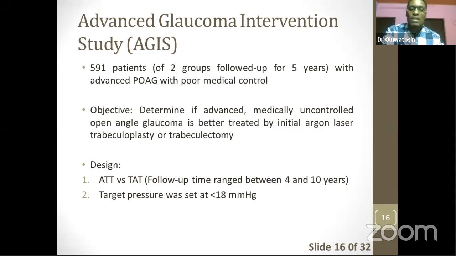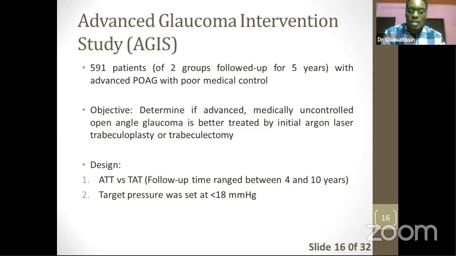In the Advanced Glaucoma Intervention Study, 591 patients were enrolled in two groups that were followed up for 5 years, with advanced primary open angle glaucoma who were not doing well on high medication. The objective of the study was to determine if advanced medically uncontrolled open angle glaucoma is better treated by initial ALT, laser, or by surgical intervention, that is trabeculectomy.